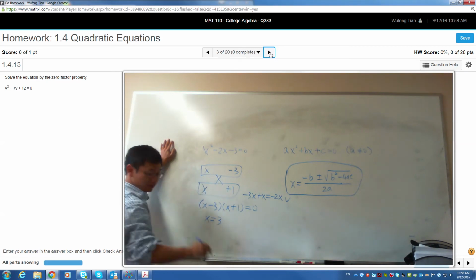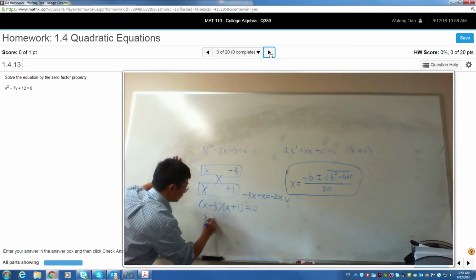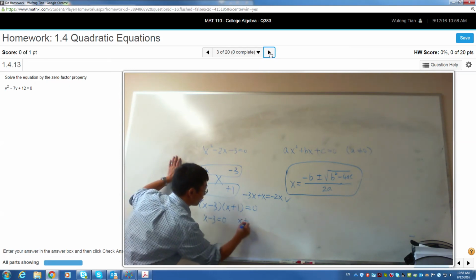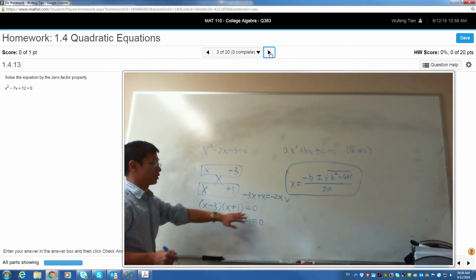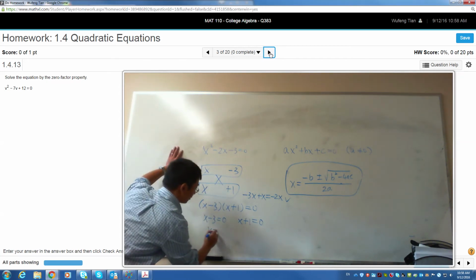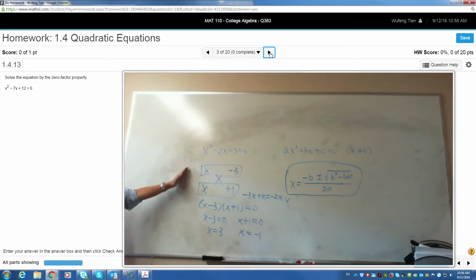Well, I forgot to say something about that. Here you can set up x minus 3 equals 0, x plus 1 equals 0. Zero factor property: if this is 0, the equation is true. If this is 0, the equation is true. So x equals 3 and x equals negative 1. Okay, so this is solved by factoring it.